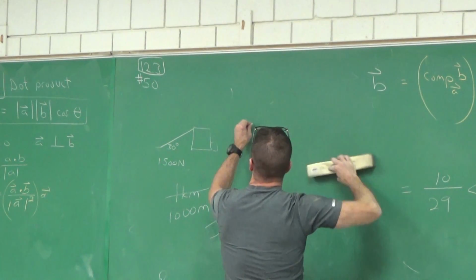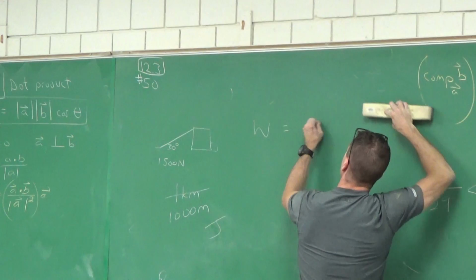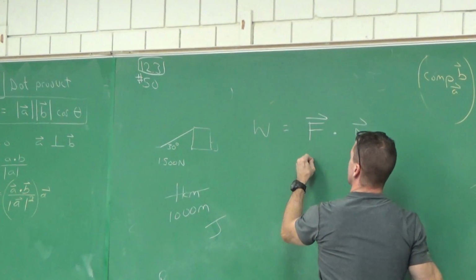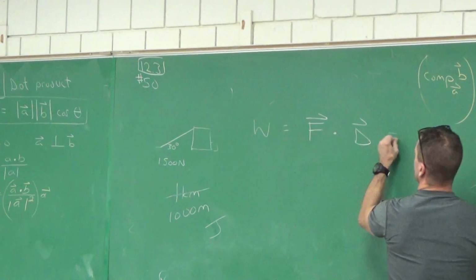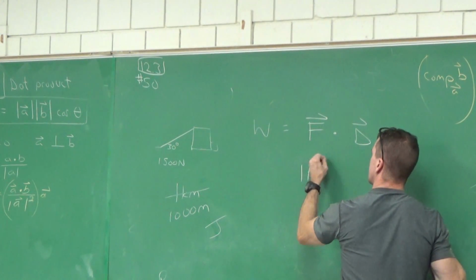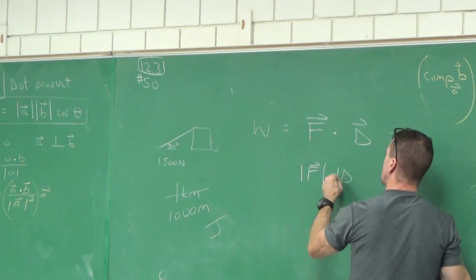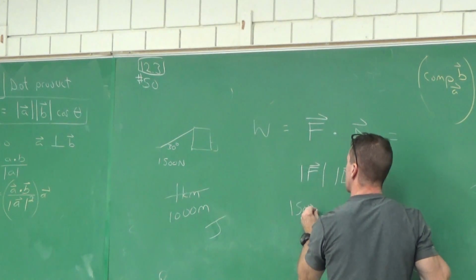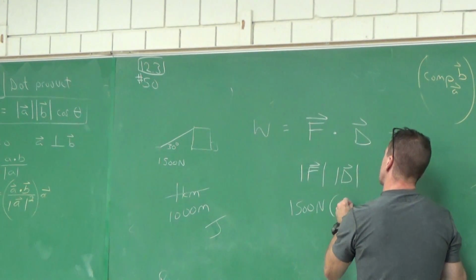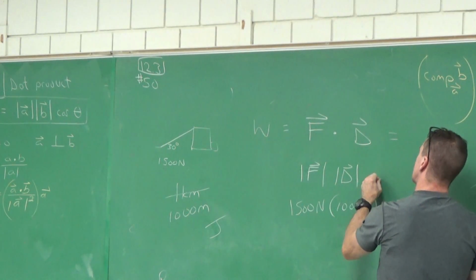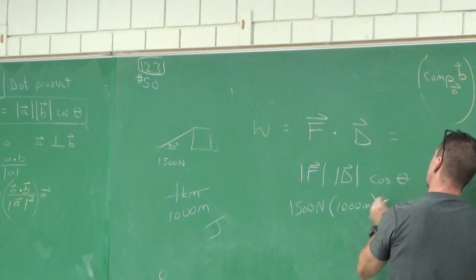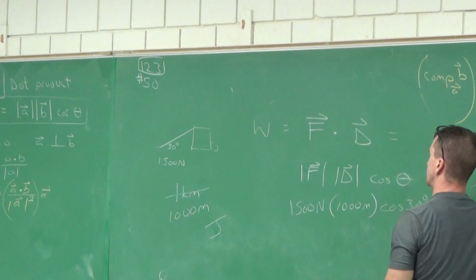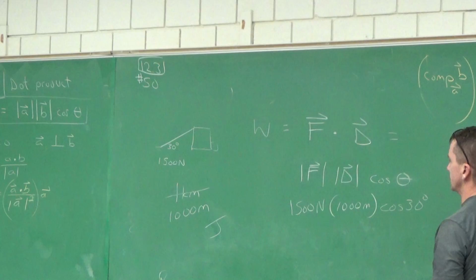Let's do it. What's the work done? Work equals F dot D. What was the force? 1,500. So I'm going to write it this way too. It's the magnitude of F, 1,500 newtons, times the magnitude of that distance, that's the length, 1,000 meters, and what was the angle? 30 degrees. Cosine of 30. So what's the final answer?